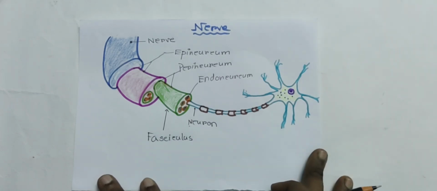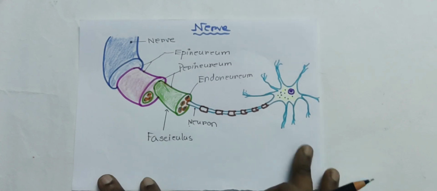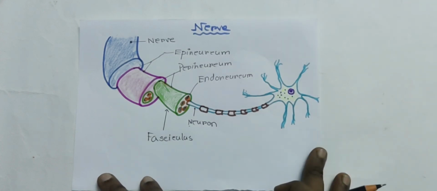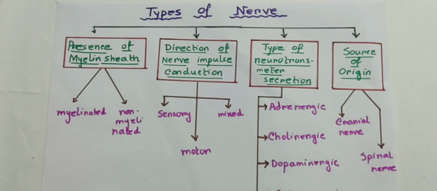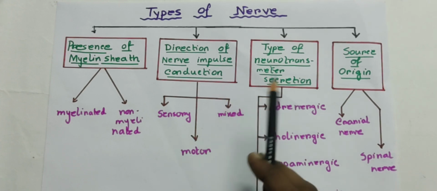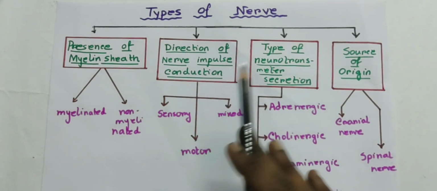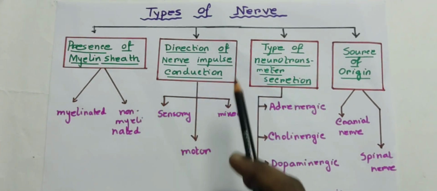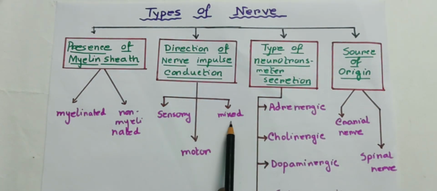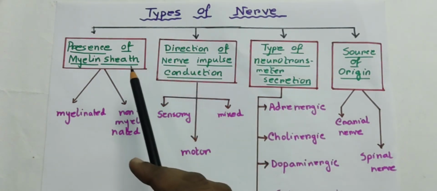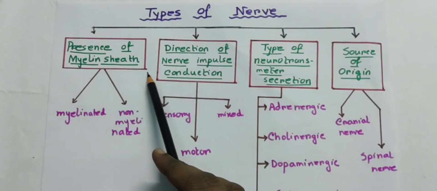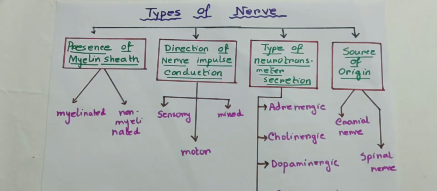There are different types of nerves classified based on the following. Let's see on the chart. So here is the chart. There are different types of nerves based on this. First, the presence of myelin sheath. Myelin sheath is a fatty substance.